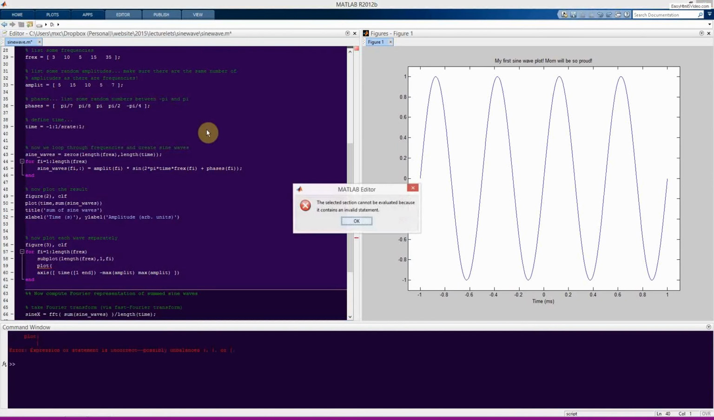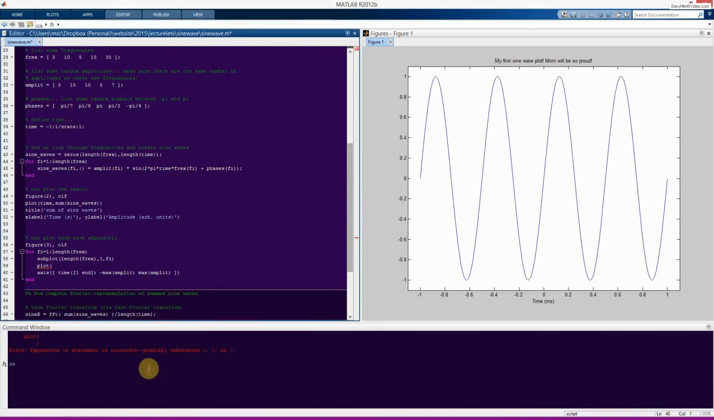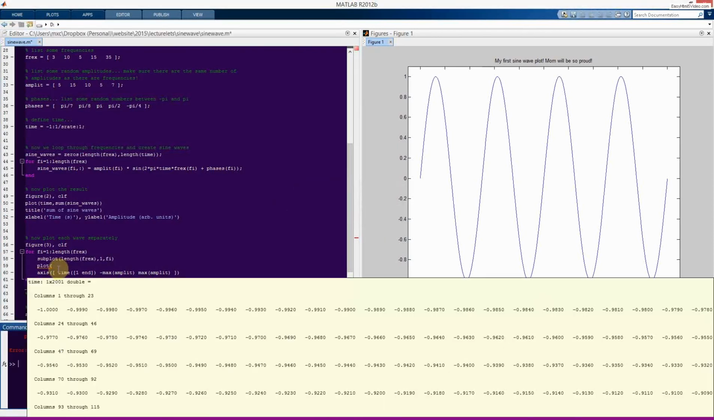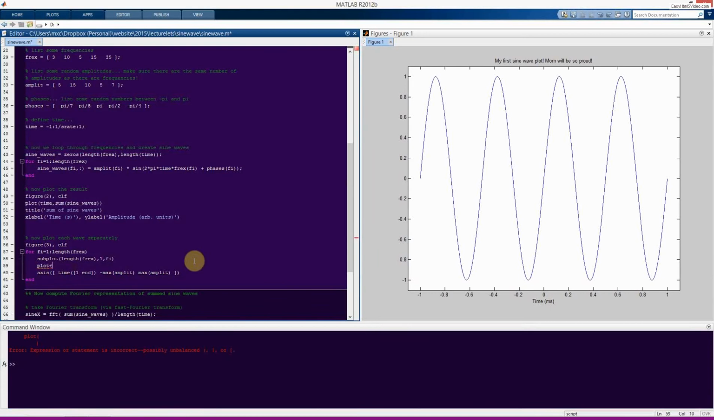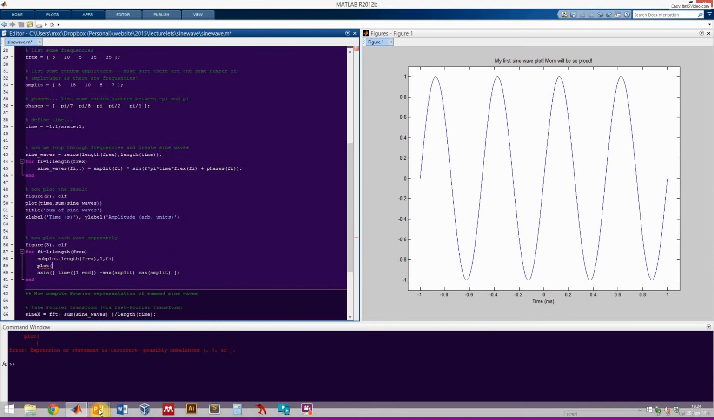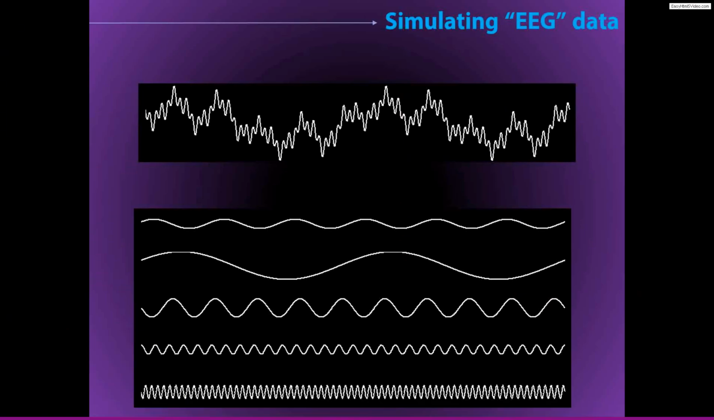Okay, so we can try running this. Oops, and we get an error. We get an error because line 59 is incomplete. I just wrote the plot command here. What we want to do is, inside this loop, plot in an individual subplot only one sine wave. So it's going to look like this. So here we have one sine wave and then so on for all the sine waves.